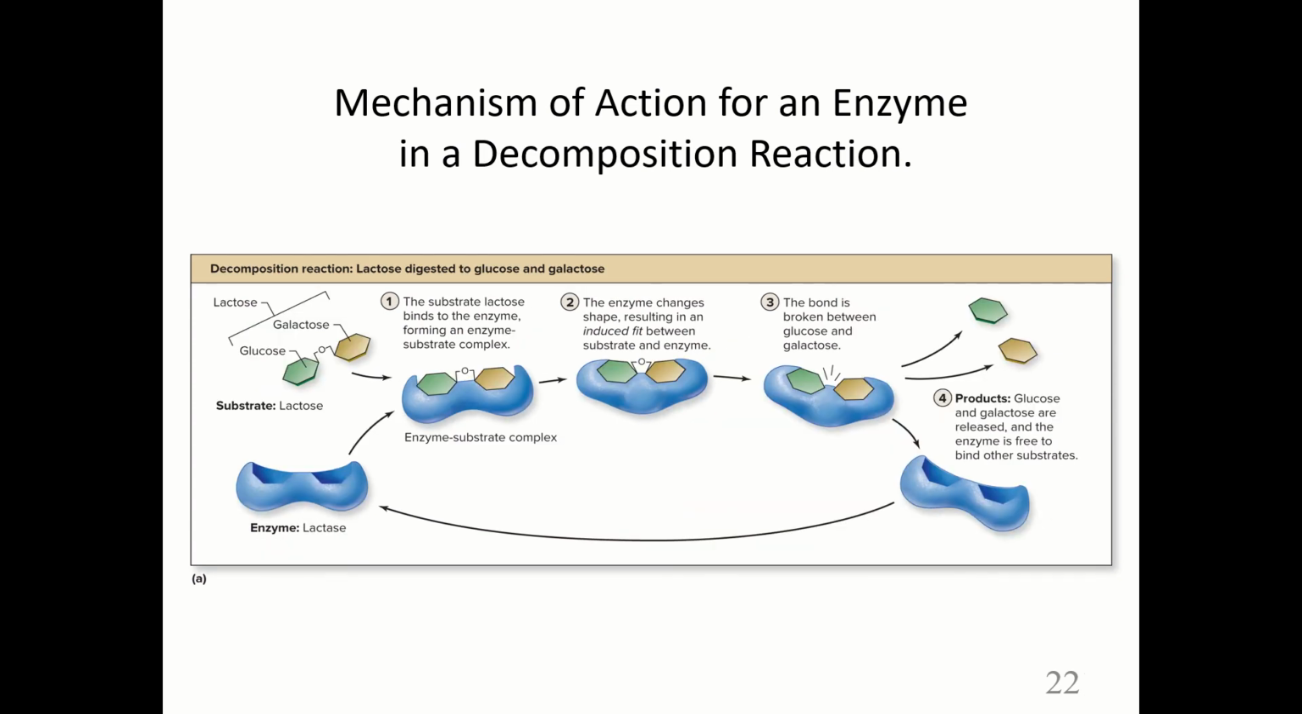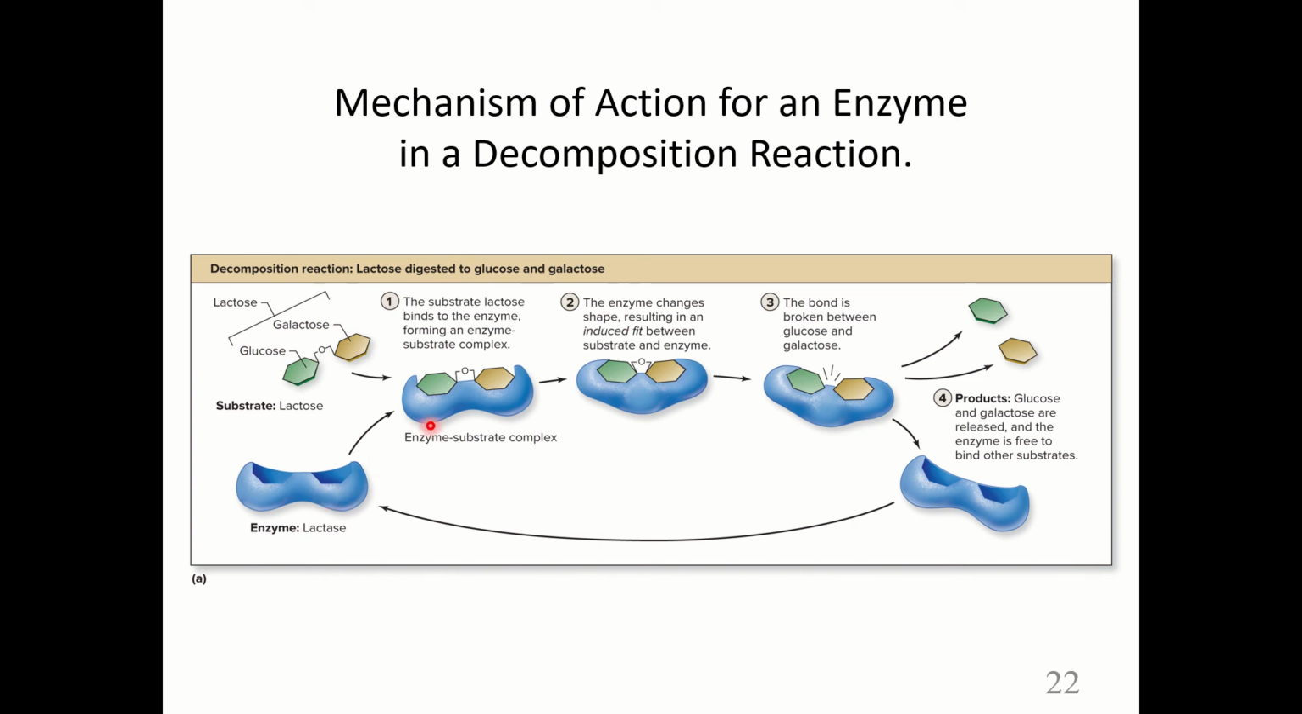Here's the mechanism of action for an enzyme in a decomposition reaction. In this particular decomposition reaction, lactose is being digested to glucose and galactose. Lactose is different than glycogen. Lactose is milk sugar. It has a glucose monomer, but it also has a galactose monomer. The enzyme that will work on the lactose substrate is the enzyme lactase.